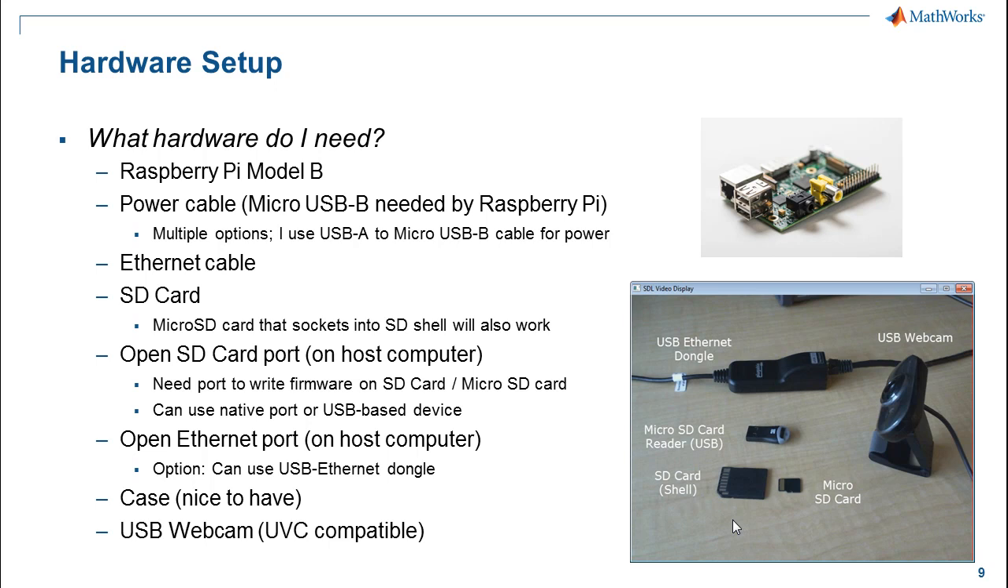We can get a case for our Raspberry Pi, which is really nice to have. And then for our examples, we need a USB webcam. You can see some of the parts in the screen capture there. The USB Ethernet dongle, my micro SD card reader, which has got a USB connection, and a micro SD card with an SD card shell.